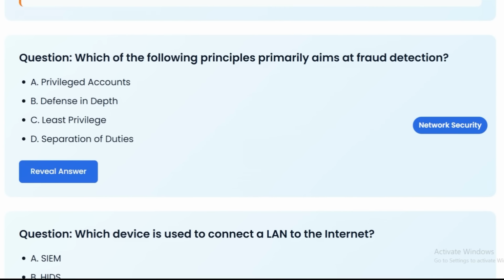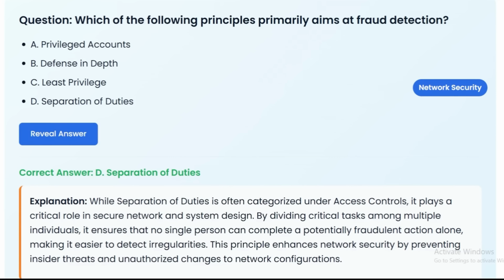Separation of duties. So it aims at fraud detection. Why? Because while separation of duties is often categorized under access controls, it plays a critical role in secure network and system design. By dividing critical tasks among multiple individuals, it ensures that no single person can complete a potentially fraudulent action alone, making it easier to detect irregularities. This principle enhances network security by preventing insider threats and unauthorized changes to network configuration.